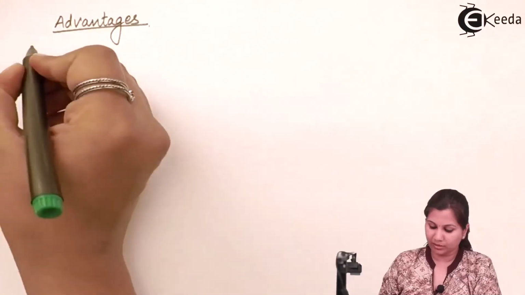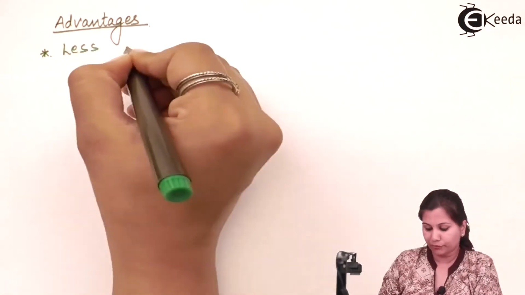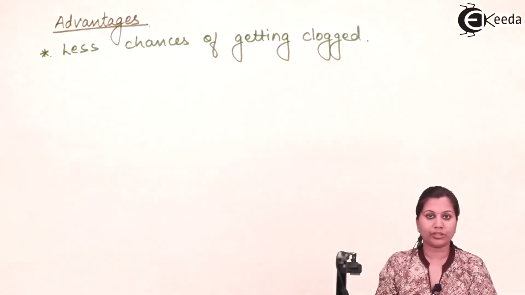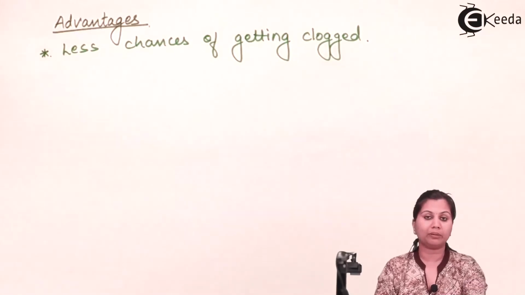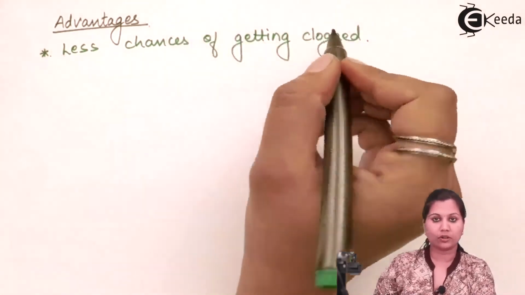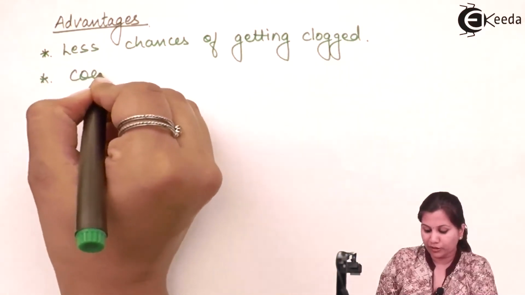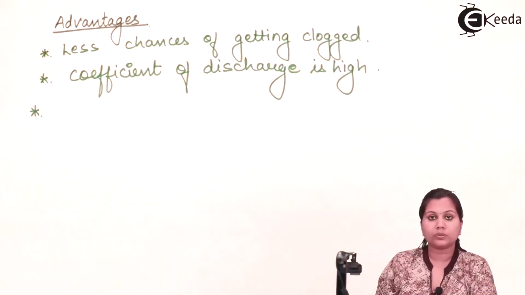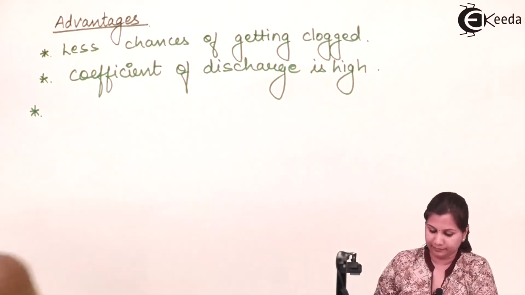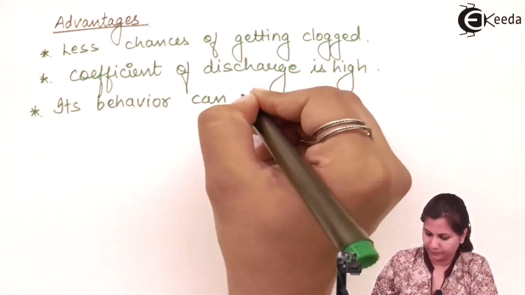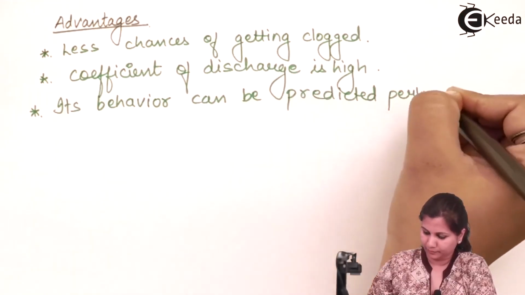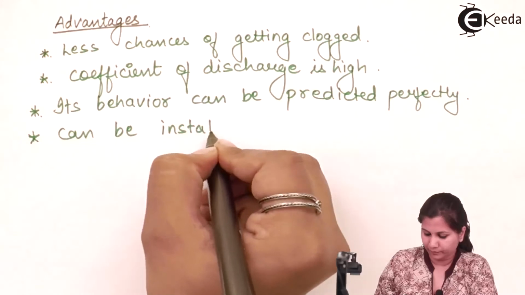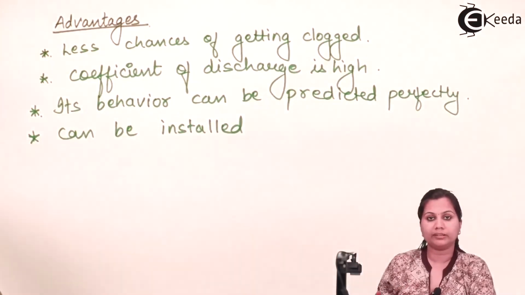The advantages of Venturi meter are that there are fewer chances of clogging. These Venturi tubes are not going to get blocked due to the suspended materials present in the liquids. So clogging is not a problem in case of Venturi tubes. Coefficient of discharge is very high. So the behavior of the Venturi tube can be predicted perfectly. They can be installed either vertically, horizontally, or in inclined positions.